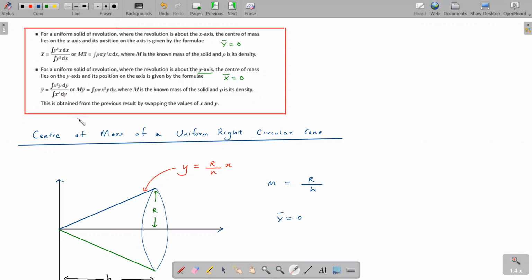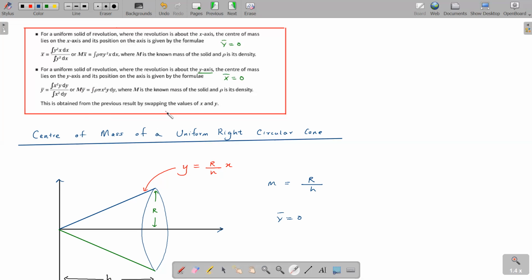Now you saw in the previous section, when we were dealing with 2D objects, you always had to break it into strips, and we had to apply it from the beginning using calculus. But over here, you can actually use these results to get the center of mass of any solid of revolution. So you can directly quote these results.